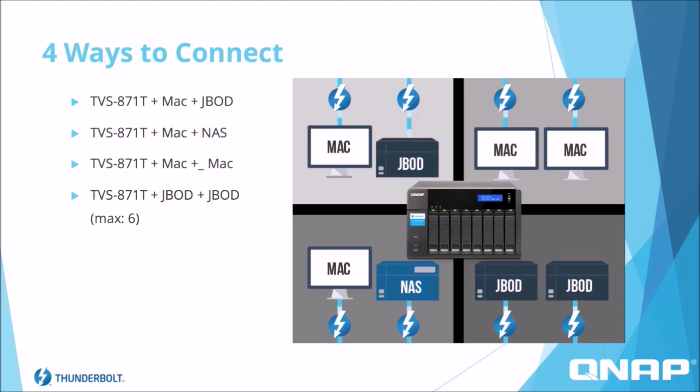Let's look at the 4 ways to connect to the QNAP Thunderbolt NAS. The first one would be the TVS-871T and a Mac and a JBOD. The next would be the TVS-871T to a Mac and to a NAS. Next is the TVS-871T to a Mac and then to another Mac. Then the TVS-871T to an expansion unit and then to another expansion unit, up to 6 of them. So we have 4 different ways of connecting to the QNAP Thunderbolt NAS.